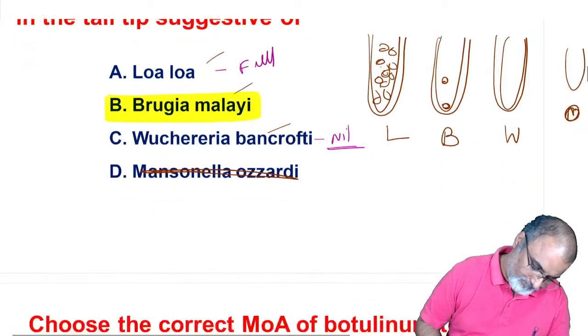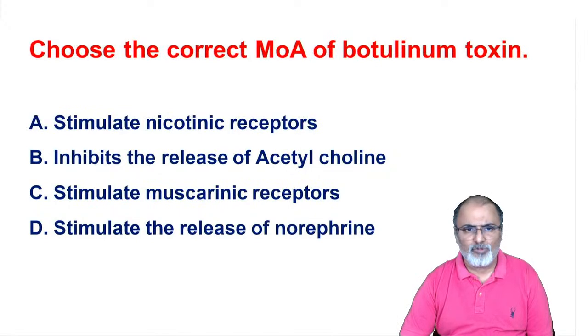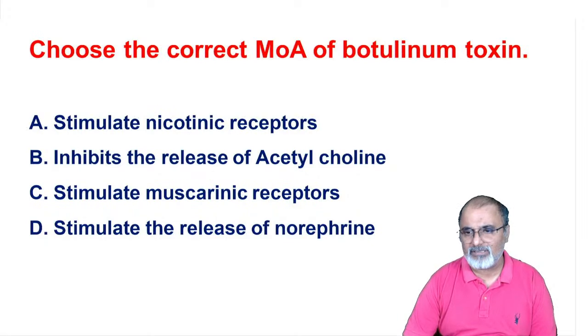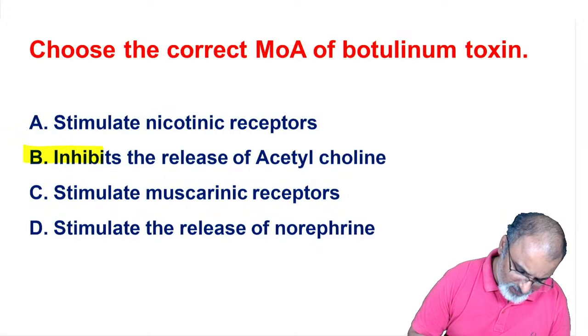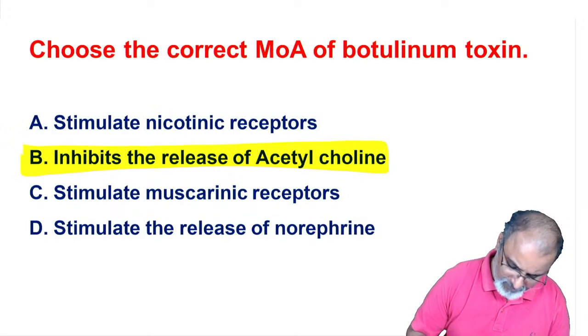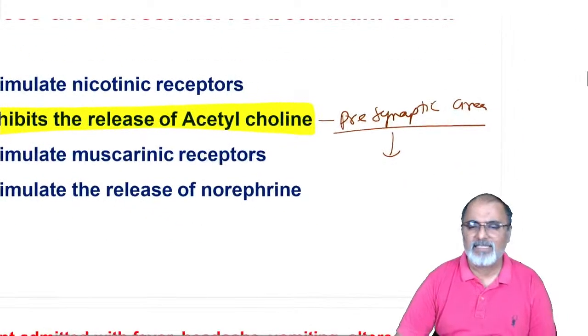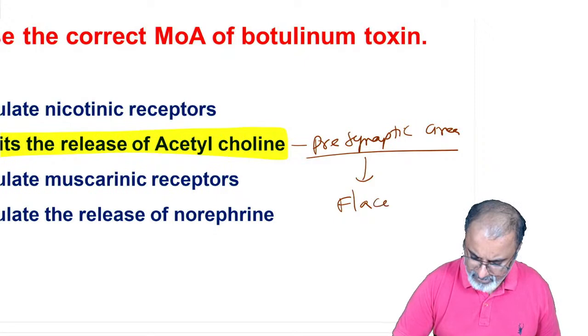Next is, choose the correct mechanism of action of botulinum toxin. You should know the important mechanism of action of many toxins. Some toxins act on cyclic AMP, some act on protein synthesis, some act as neurotoxins. Botulinum toxin inhibits the release of acetylcholine in the presynaptic area, which leads to flaccid paralysis.